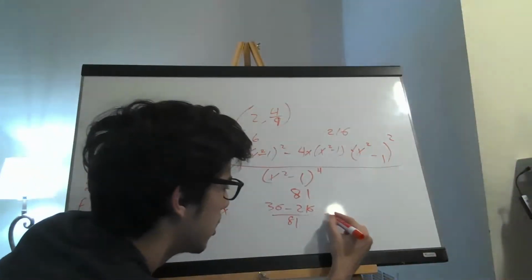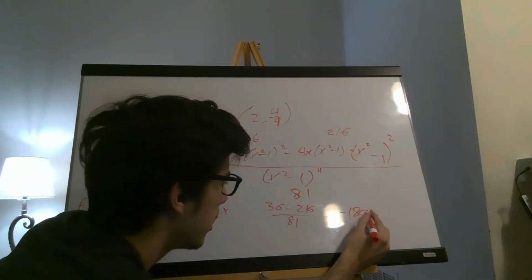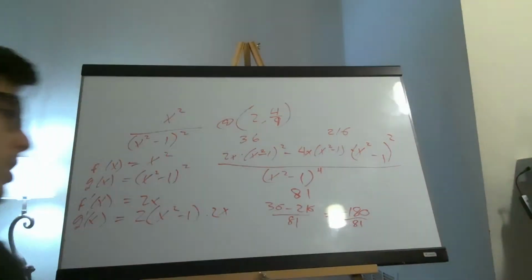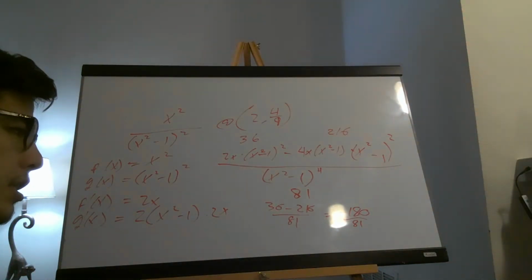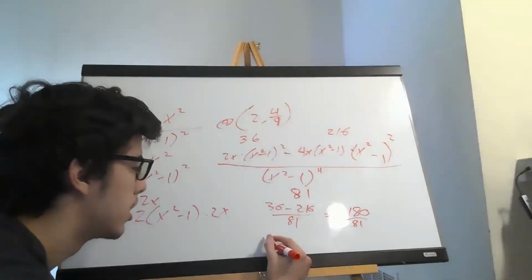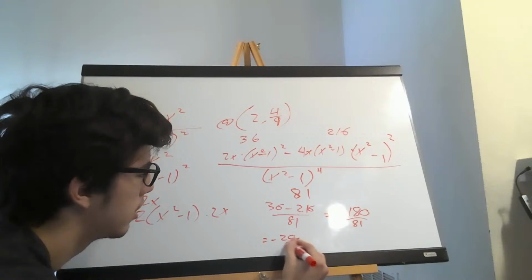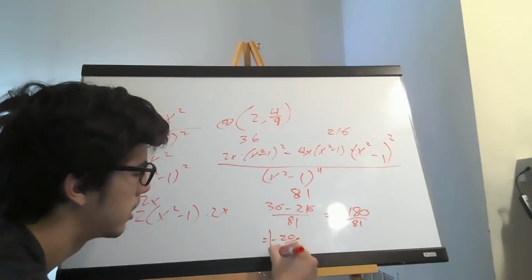So 180 over 81. And that simplifies. We can divide out a 9 from both of those and get negative 20 over 9.